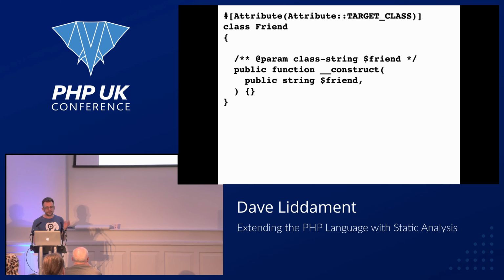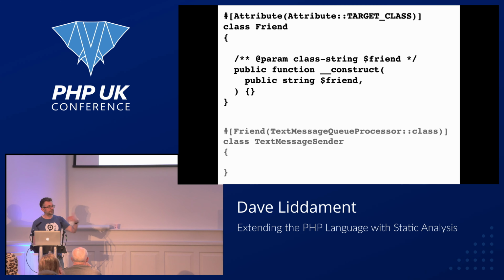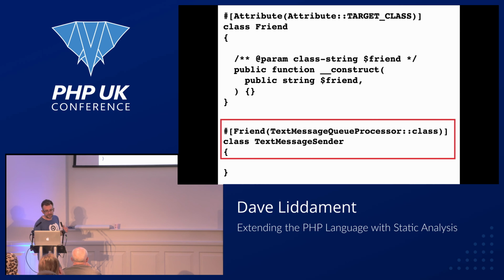So we've got this friend, and it just has a constructor with a single parameter, and that's the name of its friend. So that's the class that it's friends with. And then in text message sender, we can add the friend attribute to it and say, my friend is text message queue processor. So now we've got documentation in the code. The first time a developer sees this attribute, they might ask what is a friend, but once they know what that is, they understand what's going on here. And if we're using an IDE to do refactoring, and we refactor the name of text message queue processor, the refactoring will work. Everything will still go. So I think this is a better way of doing things.